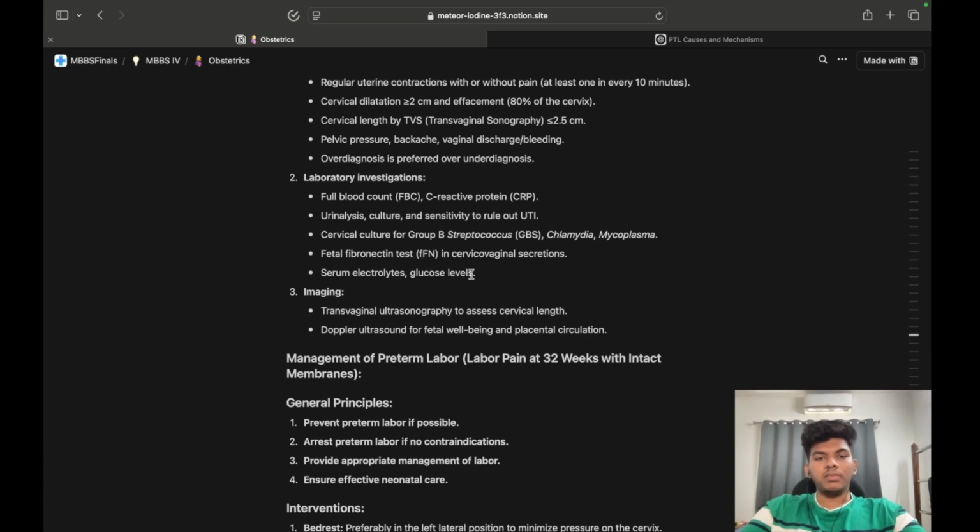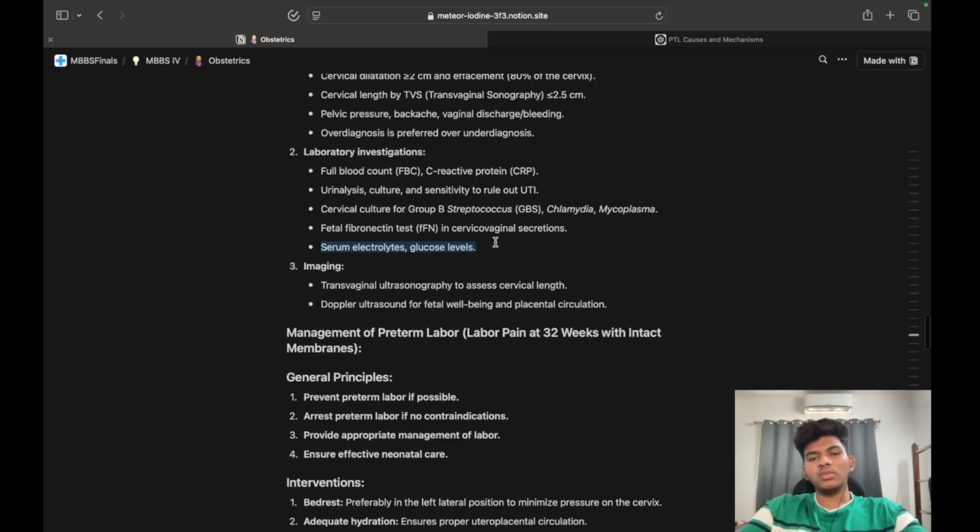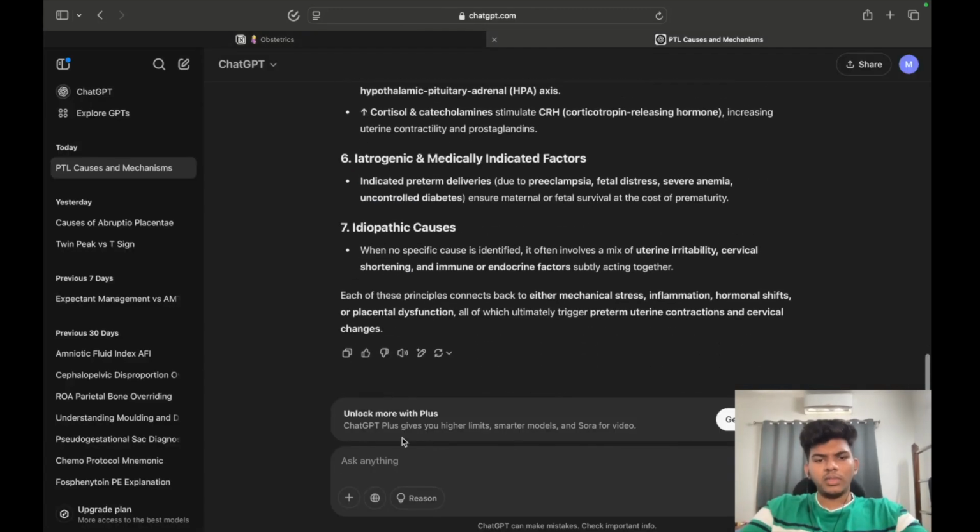Next, coming to lab investigation: full blood count, CRP, urine analysis, culture, sensitivity to rule out UTIs, cervical culture for group B streptococcus, chlamydia, mycoplasma, fetal fibronectin in cervicovaginal secretions. Next, coming to serum electrolytes and glucose levels. So again, full blood count, CRP, some things for UTI. First one was for inflammation, second one is for UTI, next one again for infection, next one is for fetal fibronectin. Let's take a look at what this thing means.